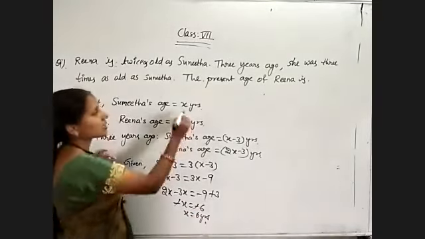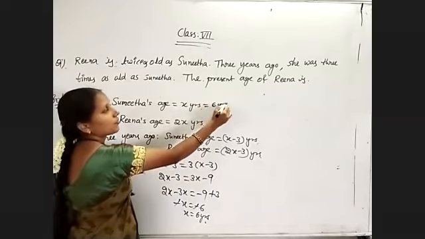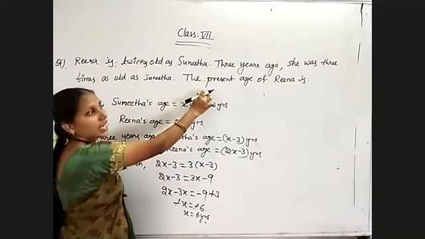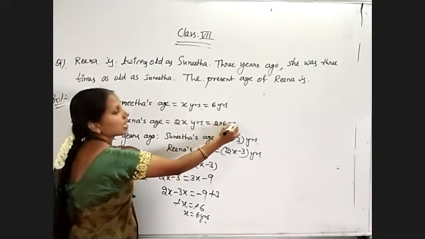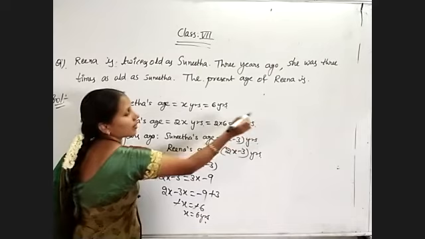But x is the age of Sunita. Whose age are they asking now? Present age of Reena. Reena's age is equal to 2x, that is 2 times 6, 12 years.